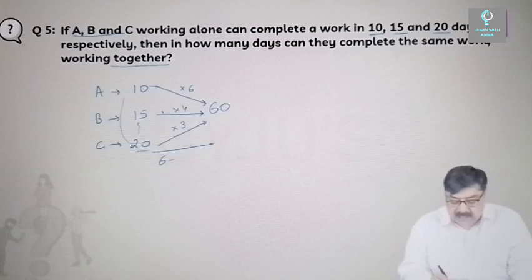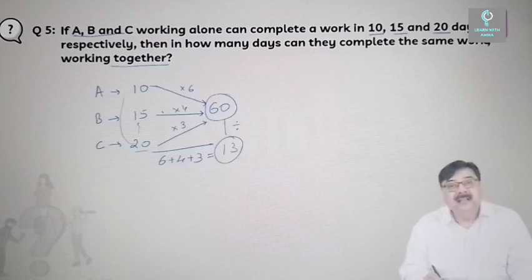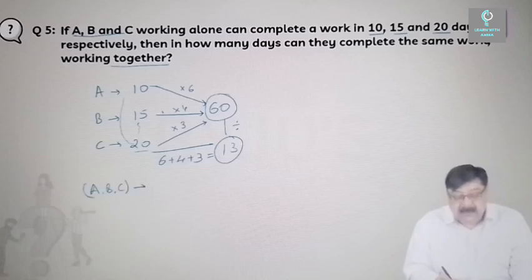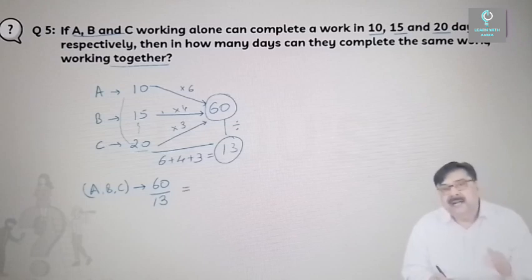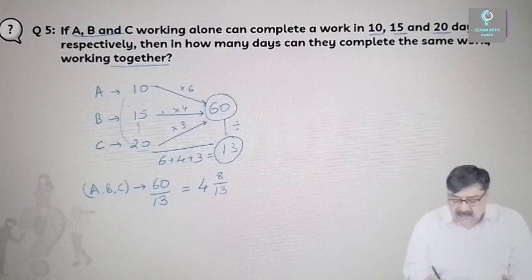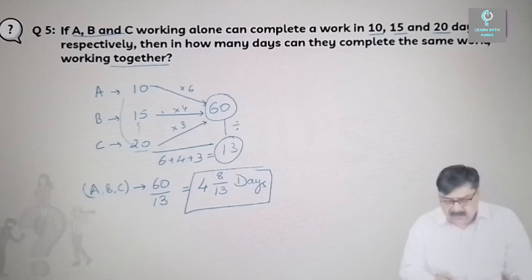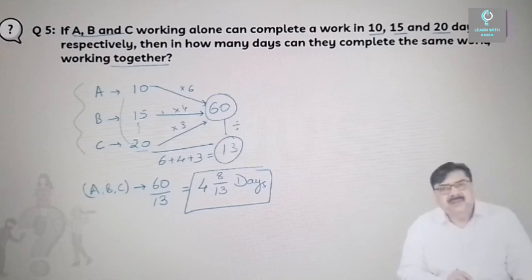So finally what do you get? 6 plus 4 plus 3, that is 13. You have to divide 60 by 13. So A, B and C together will complete this work in 60 by 13 days. That is 13 4s are 52, 4 and 8 by 13 days. That should be the answer here. So simple as that. Previously we were finding out LCM of two numbers. Now we are finding out LCM of three numbers.